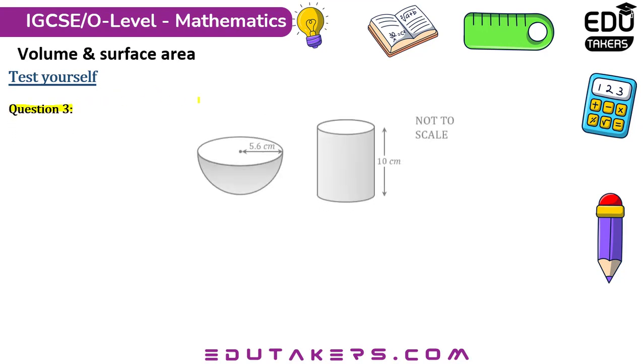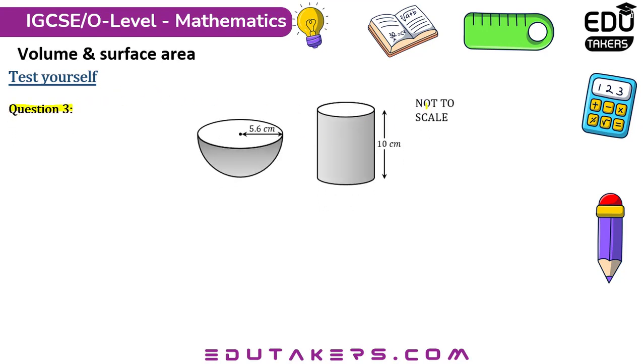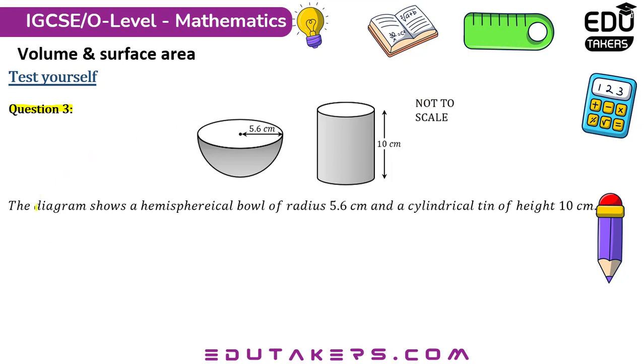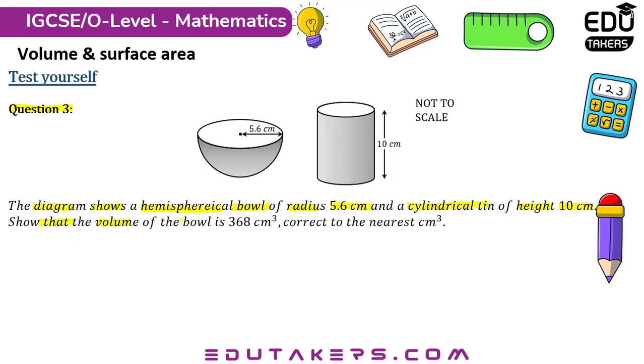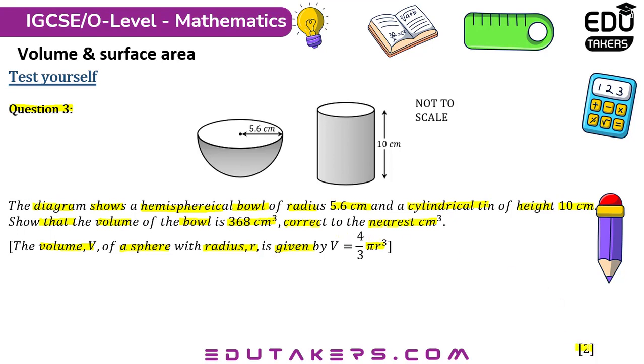Question number 3. Diagram is given which is not to scale. The diagram shows a hemispherical bowl of radius 5.6 cm and a cylindrical tin of height 10 cm. Show that the volume of the bowl is 368 cubic centimeters, correct to the nearest cubic centimeter. The volume V of a sphere with radius r is given by V equals 4 over 3 pi r cubed. It's a 2-mark question.